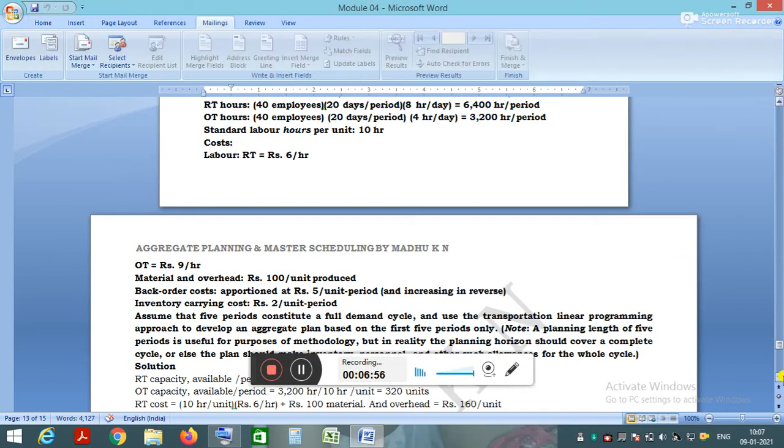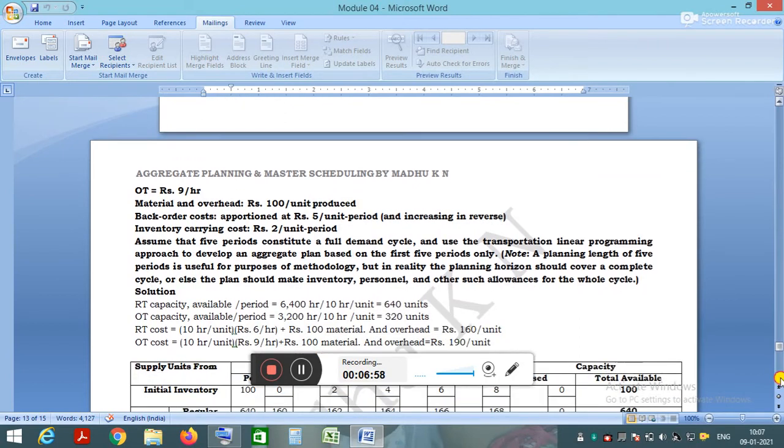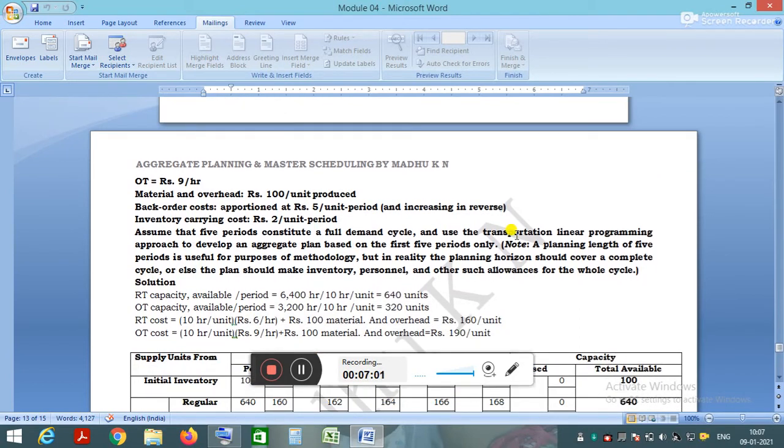To solve the problem using the transportation model we require the regular time cost and overtime cost, and we also need the regular time capacity and overtime capacity for each period. He has given that 6400 hours were available for each period and 10 hours is required to produce one calculator. 6400 divided by 10 is 640 units. In the regular time we can produce 640 calculators in 1 month.